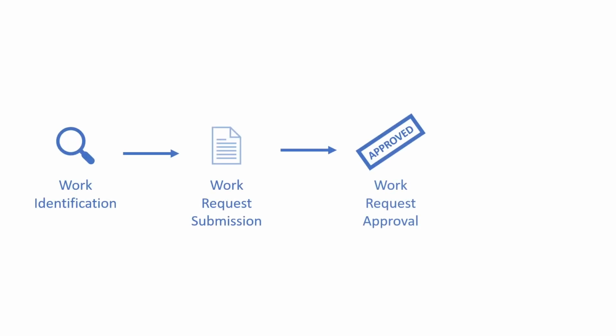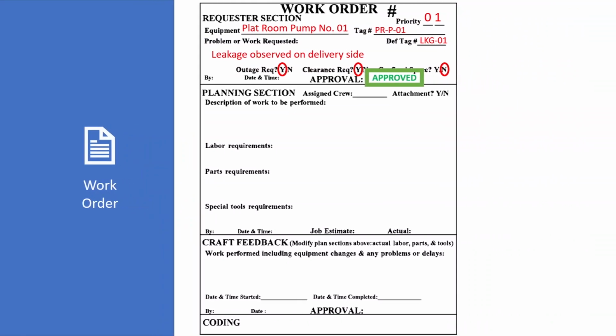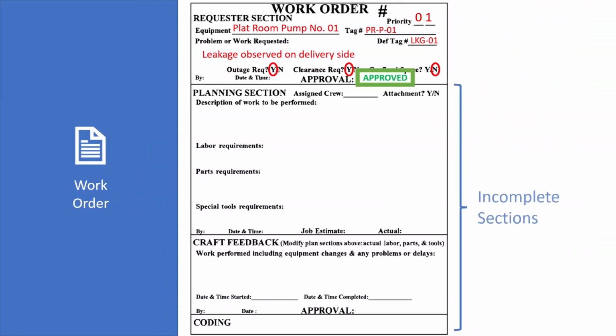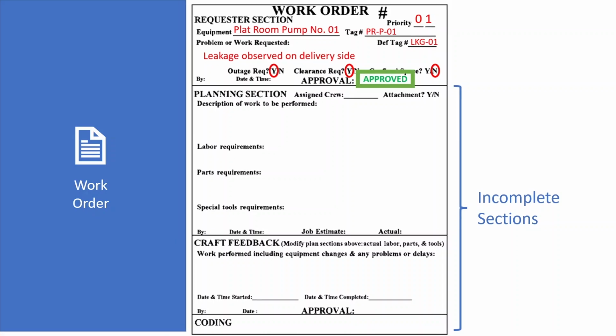In the previous tutorials, we discussed the flow of maintenance work from the identification of work on site to the approval of work request resulting in a work order coming into existence. However, we also discussed how this work order is incomplete and will be completed in subsequent stages of work management. The next stage in this flow of work is maintenance planning.